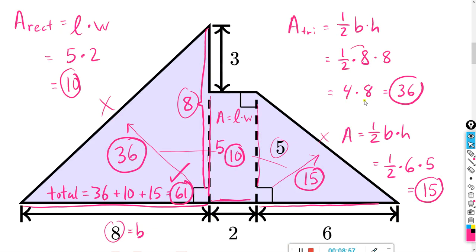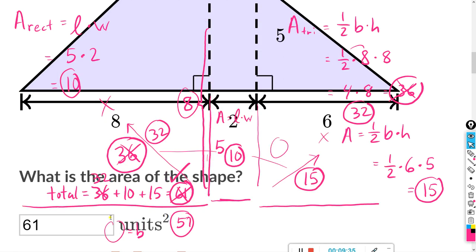Okay, I made a small mistake. 4 times 8 is not 36. That's actually going to be 32. So this was 32. So when I added 36 here, I should have added 32. 32 plus 10 is 42. 42 plus 15, that's going to be 57. So that was my mistake. 57 for the total.